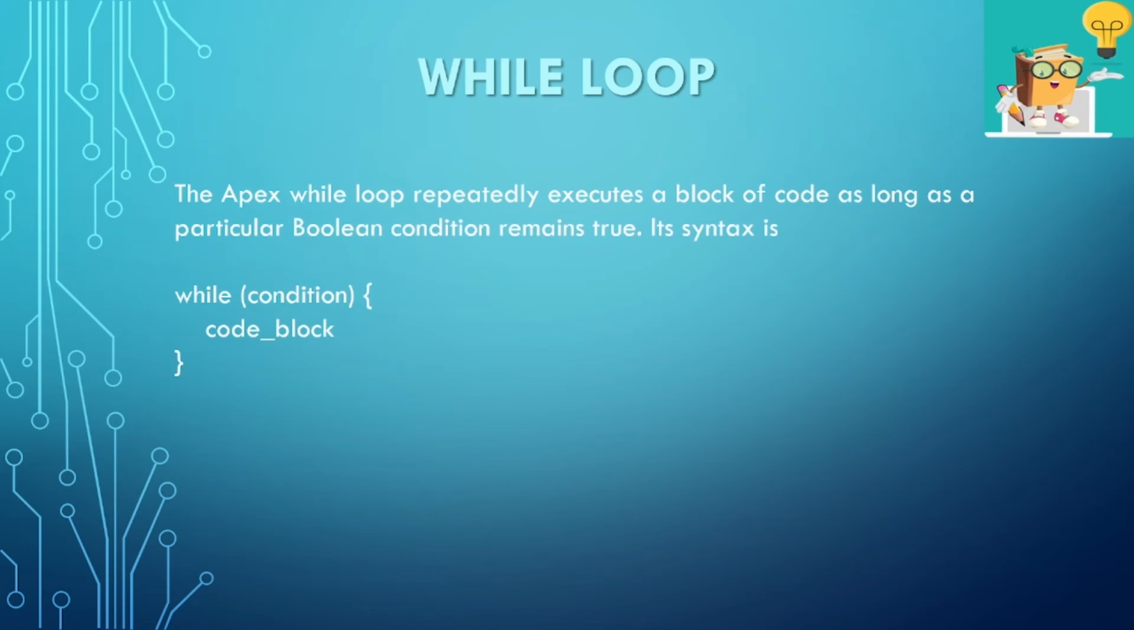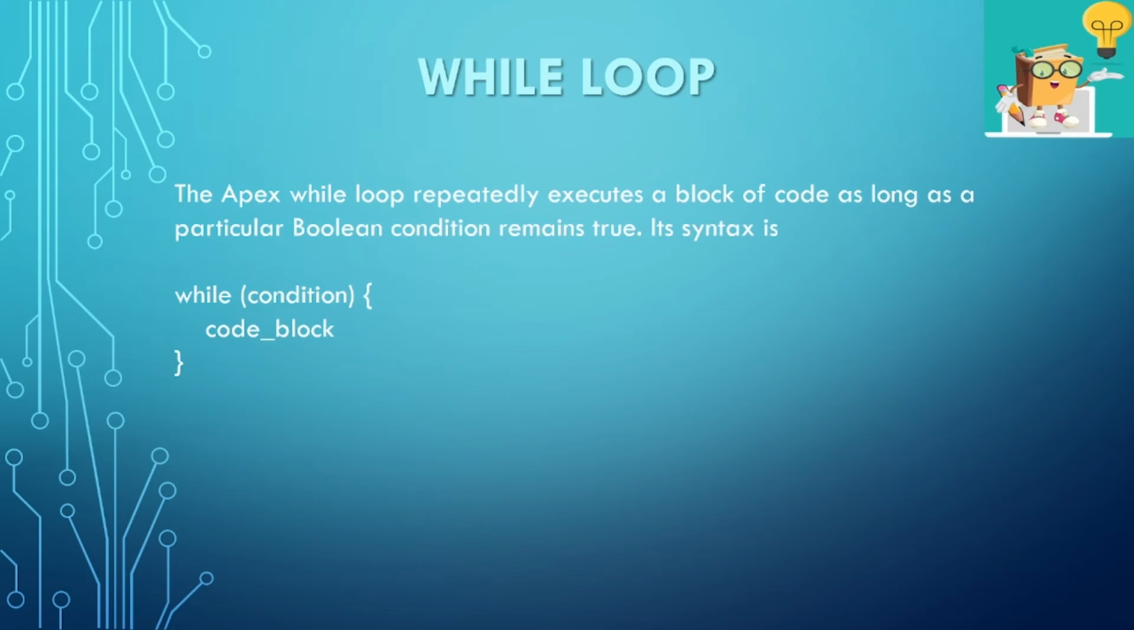Next is your while loop. A while loop is again used to execute the same code again and again until your conditions are met. The syntax of a basic while loop is where you give while and then your condition. Until this condition is true, your code will keep executing in the block. As soon as your condition becomes false, your code will stop executing and your loop will break.